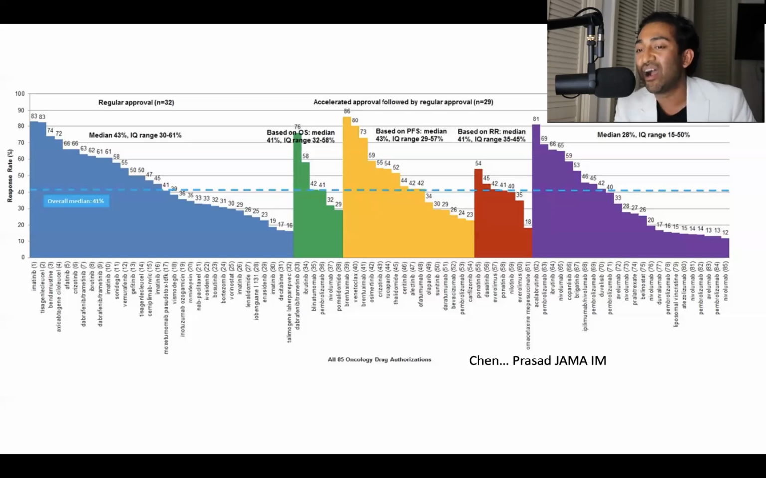The blue, or sorry, not the blue, the green. The blue were drugs that got regular approval where there is no post-marketing commitment. There, of course, I also want them to convert to green, and they don't always do so either. And then the purple are drugs that got accelerated approval because they had a response rate, but they have never yet proven any other endpoint, have not been converted to full approval. And the dotted line shows the median response rate. And what do I want to say?